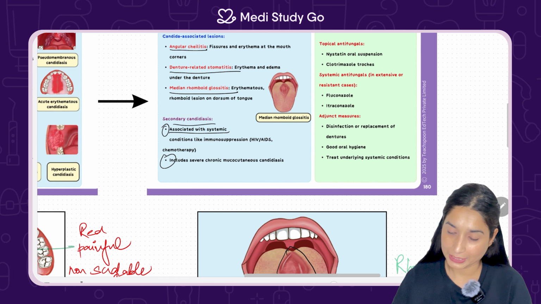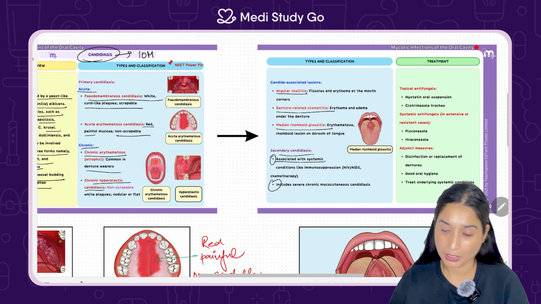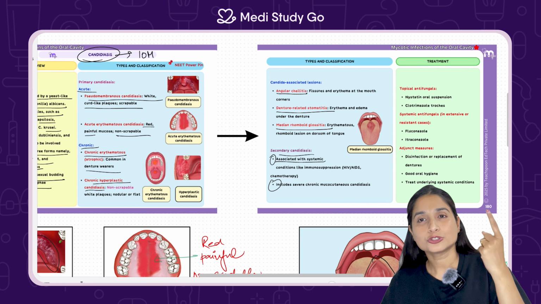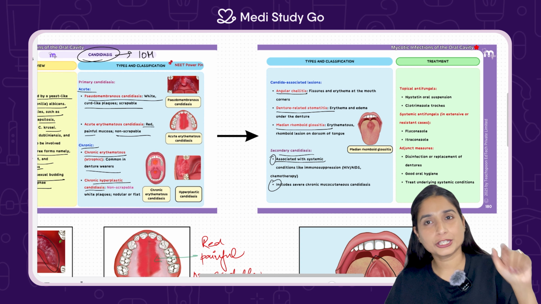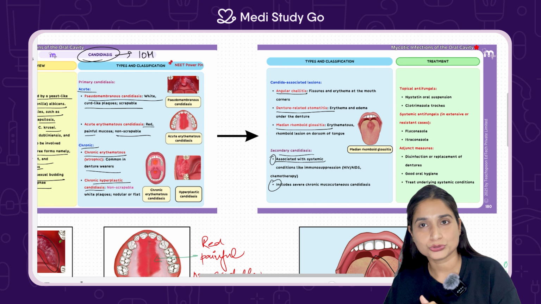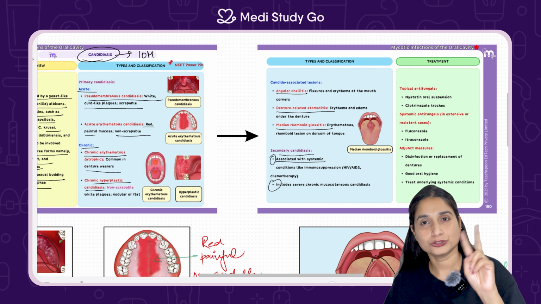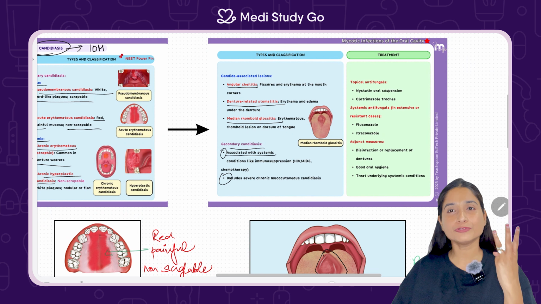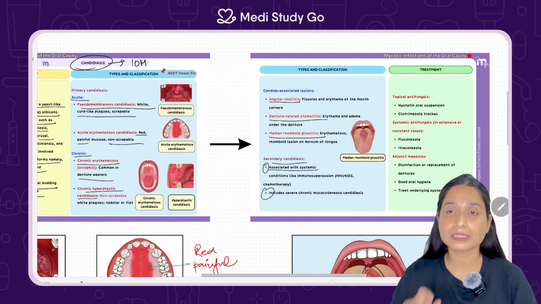So we have divided that candidiasis is of primary, secondary and Candida associated lesions. Primary is again divided into two, acute and chronic. Acute is divided into two, chronic is divided into two, whereas secondary is divided into two subcategories. And the Candida associated lesions are of three types. So we have covered this classification.